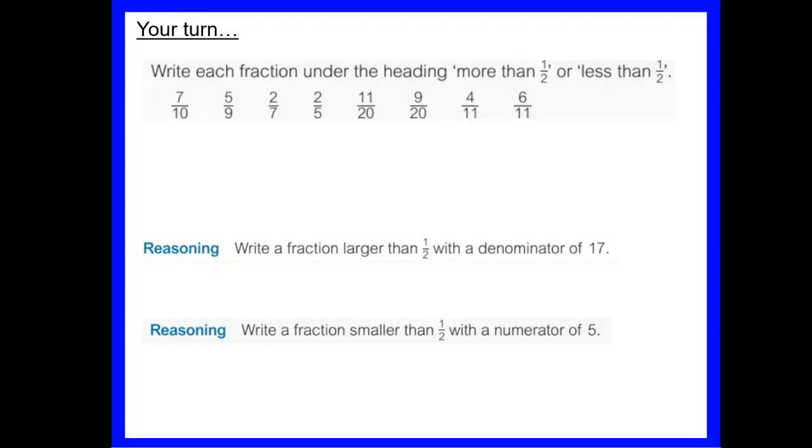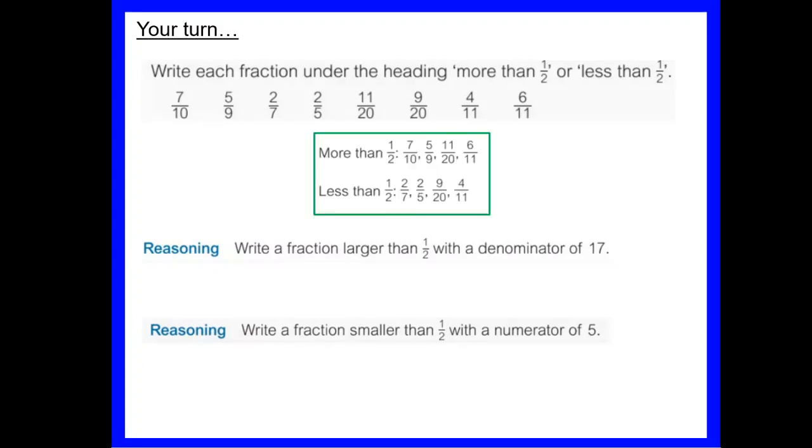Okay, so for our first question, remember the rule was, if the numerator is bigger than half of the denominator, then it's more than half. If it's smaller, then it's less than half. So these are our answers here. The ones that are more than half were 7/10, 5/9, 11/20, and 6/11. And the ones that were less than a half are 2/7, 2/5, 9/20, and 4/11.